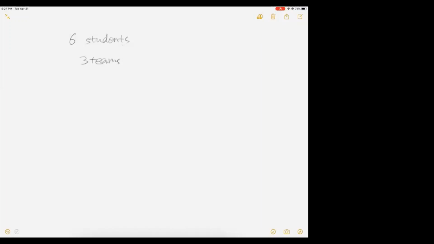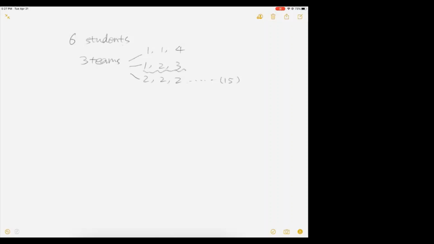So this could be 1, 1, 4. Of course, each team will have non-zero people, so at least 1 person in the team, right? Or 1, 2, 3, right? Or the teams may have 2, 2, and 2. We already figured out this one: there are 15 ways of doing this 2, 2, 2. So let's look at how we can deal with 1, 2, 3.